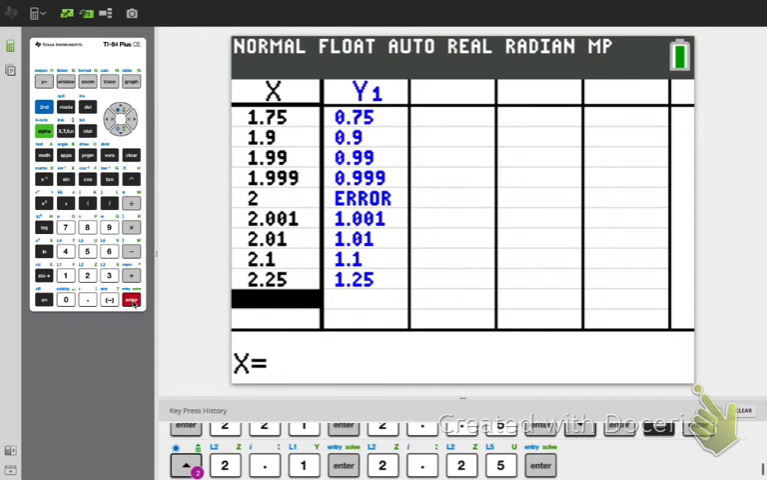Okay, so you have your table. The worst part you got to do is write all that stuff down, right? So now we're going to look at from the left. Left comes from smaller numbers, right? From the left, what is it approaching? 1. And from the right, what is it approaching? 1. So what is the limit? 1.